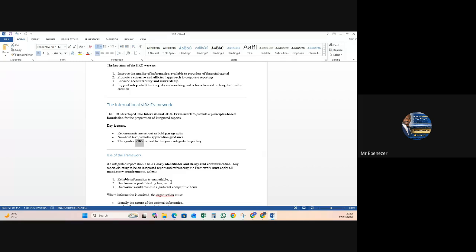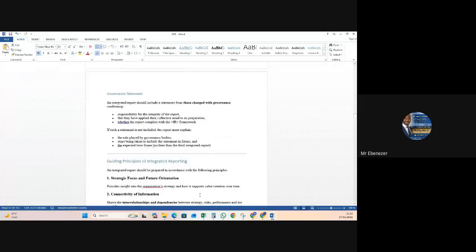Any report that claims to be an integrated report and references the framework must apply all mandatory requirements, unless reliable information is unavailable, or disclosure is prohibited by law, or disclosure would result in significant competitive harm. So if it will harm the public, you can conceal the information.